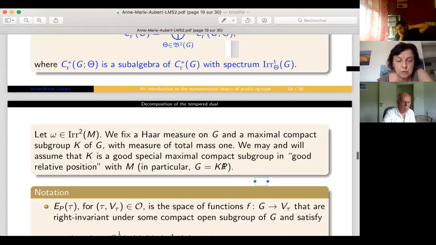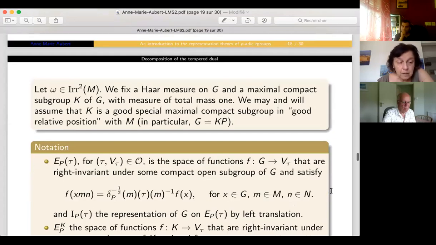Okay, sorry, it should be Q because now I decided that the parabolic is called Q. But anyway, sorry for the confusion of notation. So now my parabolic will be denoted by P.